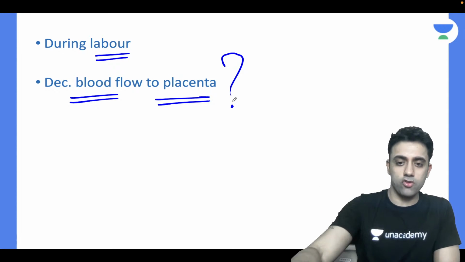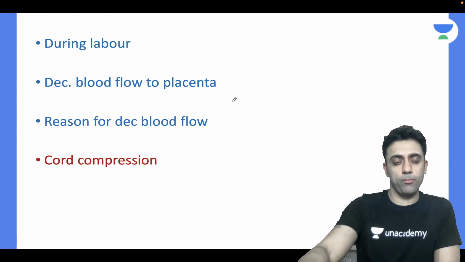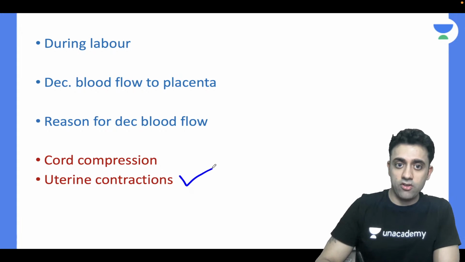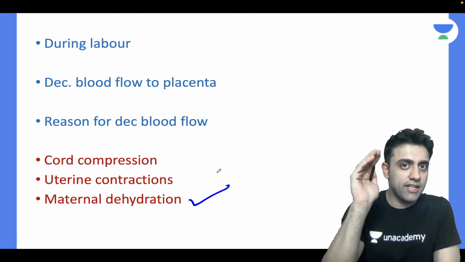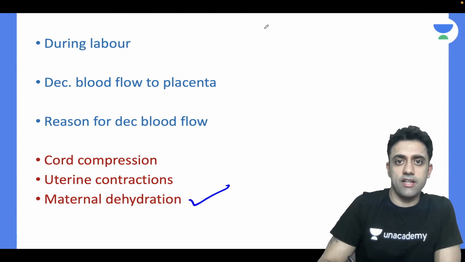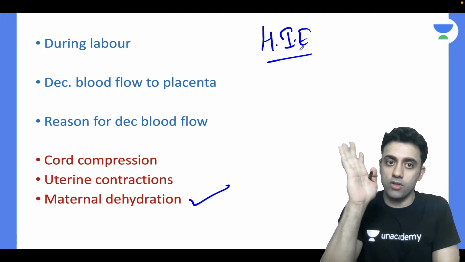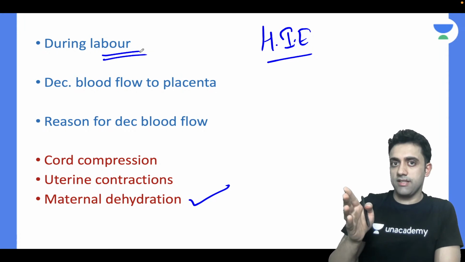Why is there decreased blood flow to the placenta? The reason could be cord compression, uterine contraction, or maternal dehydration. Now listen very carefully. It's very simple, okay? Try to have a logic. What are we studying? HIE. Baby did not cry. Hypoxia. I am saying in HIE, how the whole journey starts.